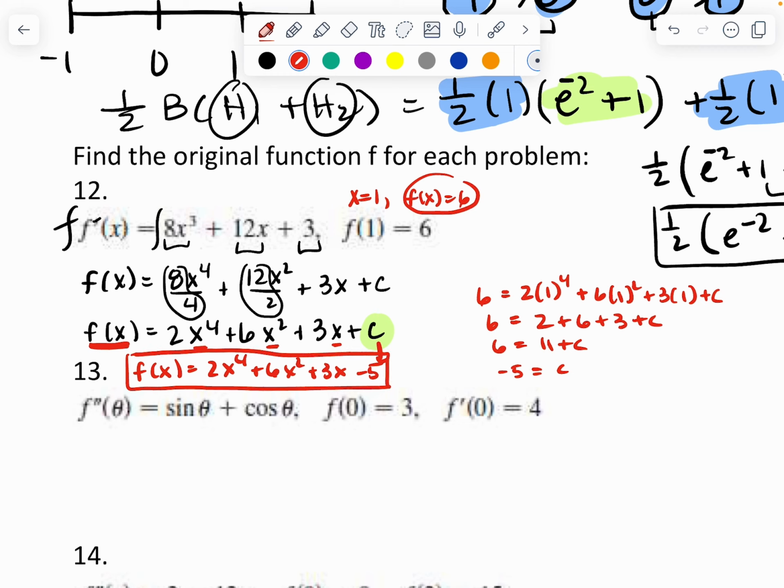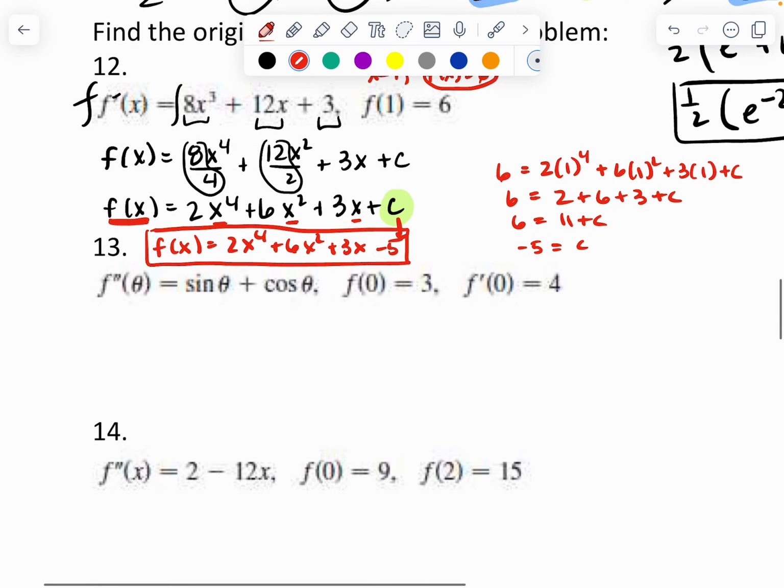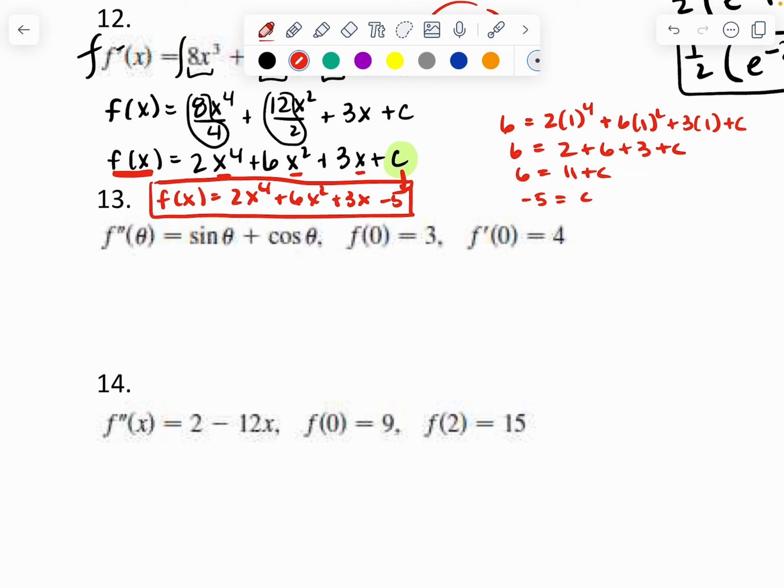Taking the integral is not the hard part. It's the c that'll do it. All right, 13 is a little funky. I have a second derivative. That's okay though. To get rid of a derivative, I'm going to take its integral, right? But it's only going to get rid of one of the derivatives. So I'm still left with f of theta. If that theta is really bothering you, change it to an x.